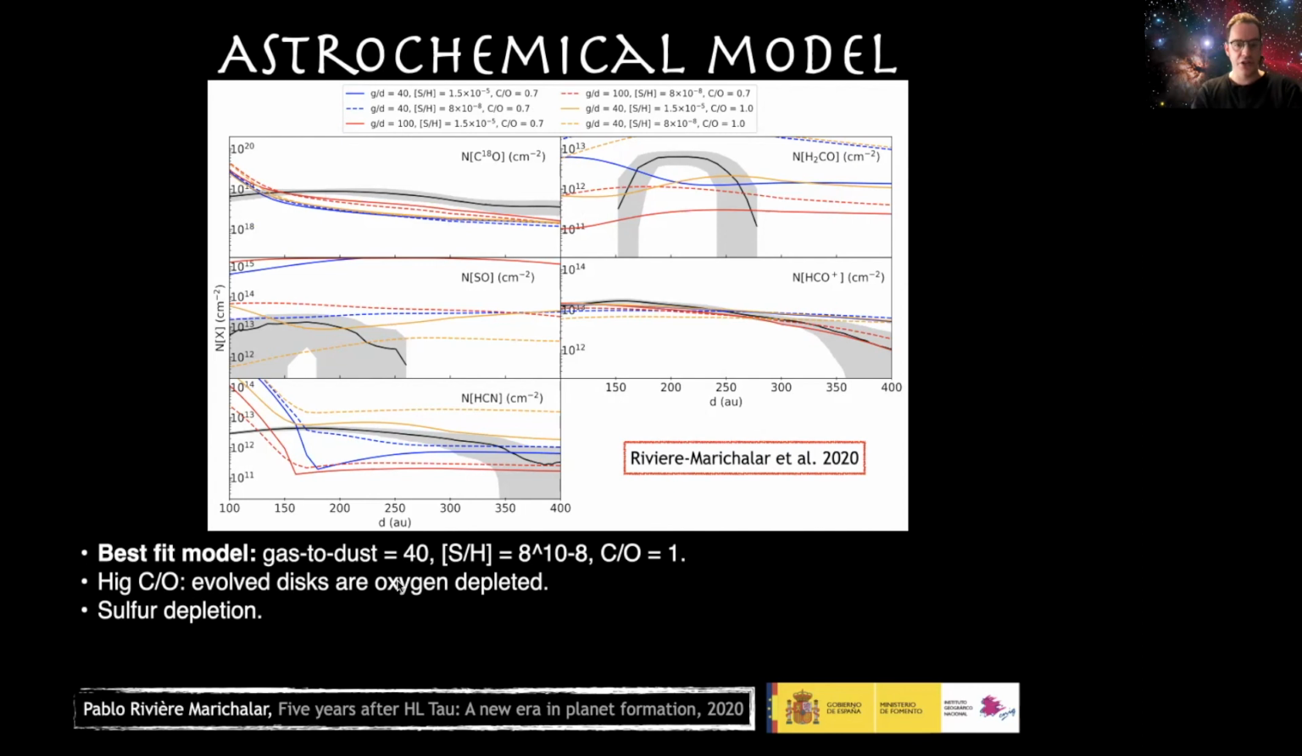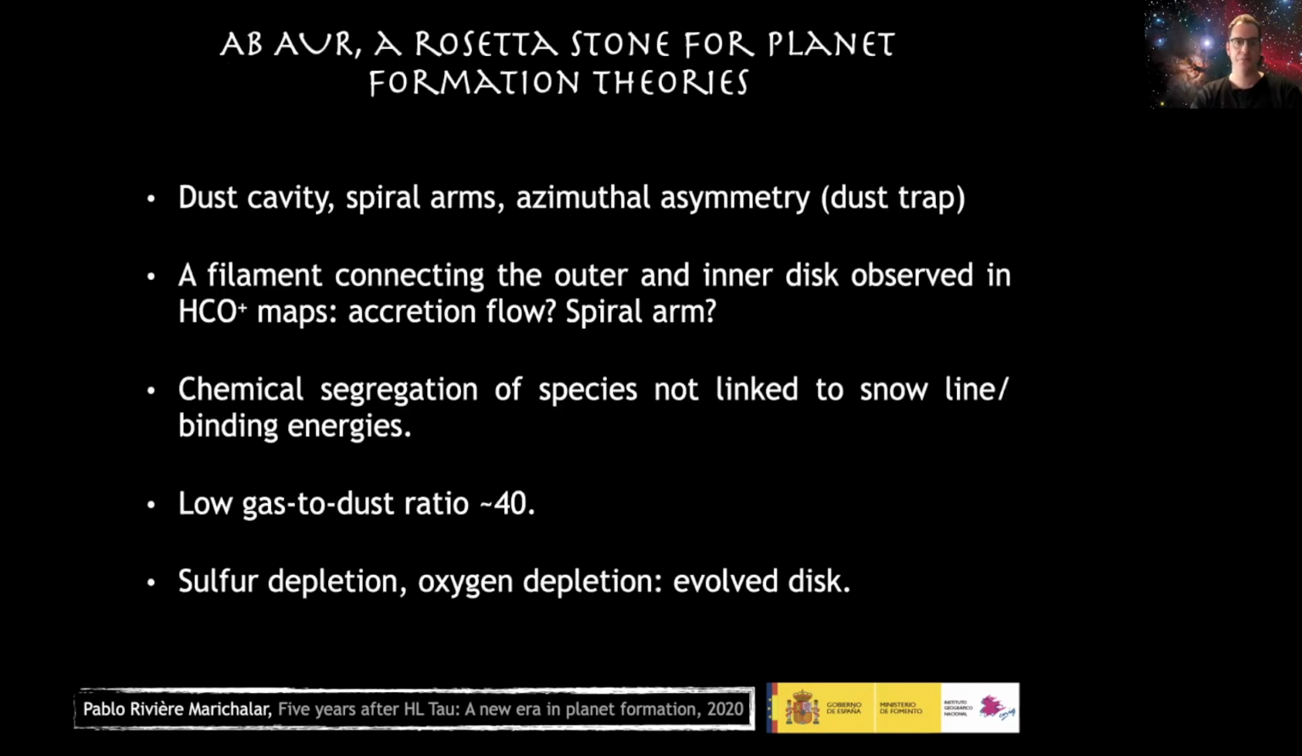And the conclusion from this very interesting comparison is that the best fit model is one with a low gas to dust ratio around 40, which is in agreement with what we saw in our gas to dust ratio map, that we need sulfur depletion, and also that we need oxygen depletion. So this is in agreement with previous studies that point to the fact that evolved disks are oxygen depleted, but we also see hints of sulfur depletion.